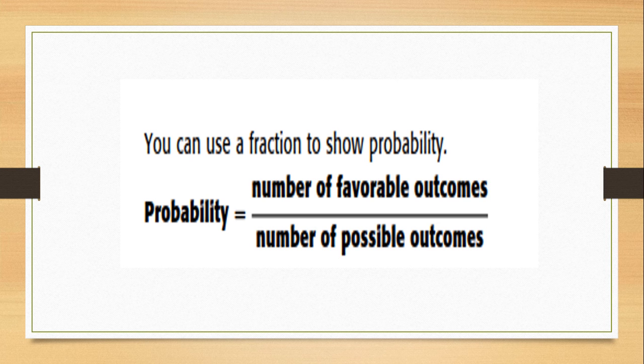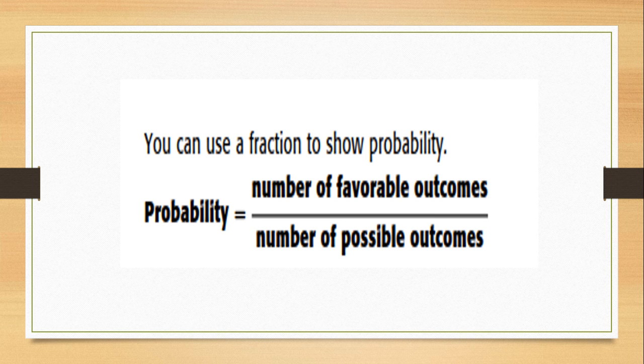First of all, you need to know that you can use a fraction to show probability, so we can represent a probability by a fraction. How? Let's know the rule. Probability equals the number of favorable outcomes over the number of possible outcomes.